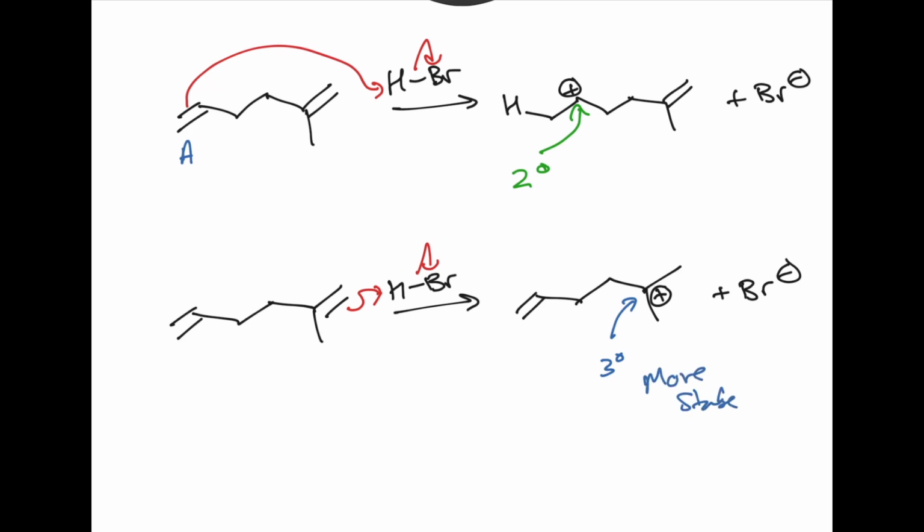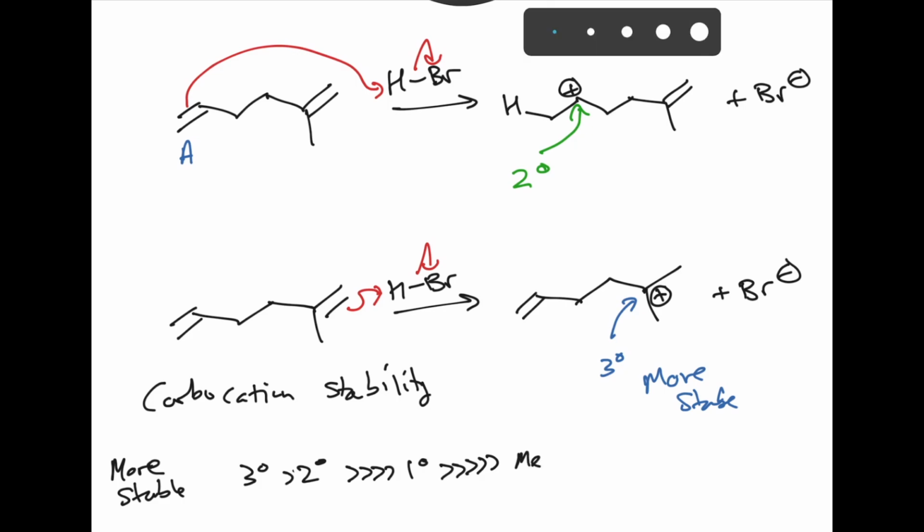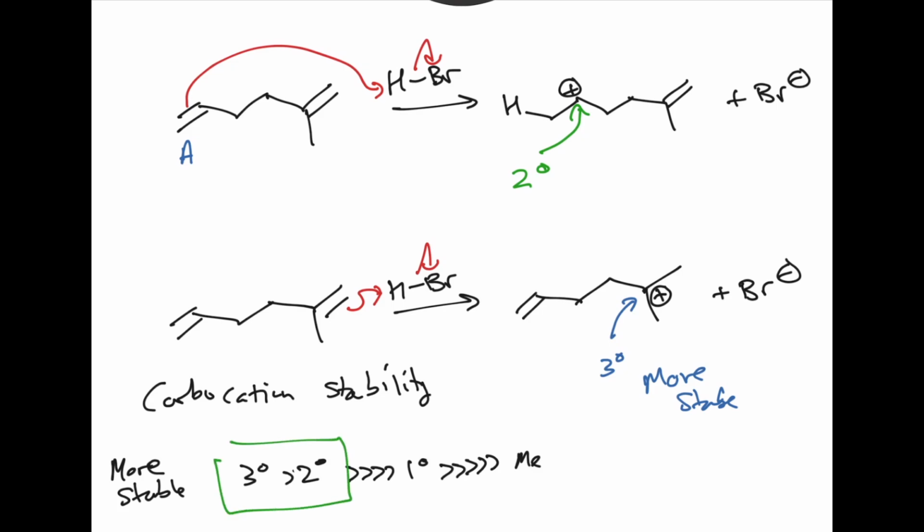Just to refresh everyone, tertiary is more stable than secondary, which is way more stable than primary, which is way more stable than methyl. General rule of thumb is we're allowed to make secondary and tertiary carbocations. We're not allowed to make primary or methyl carbocations because they're not stable enough.